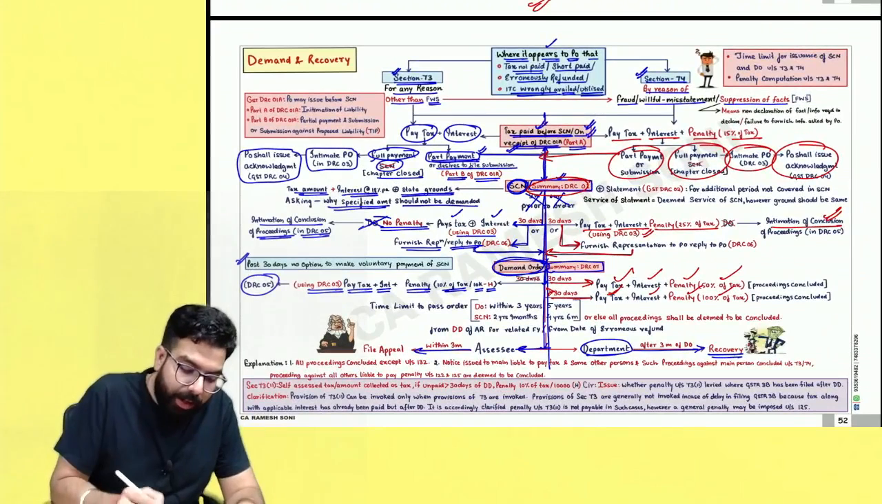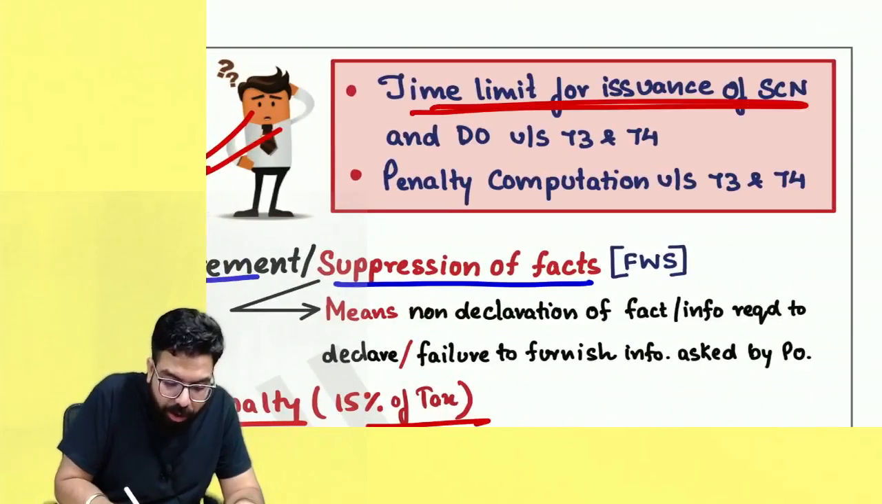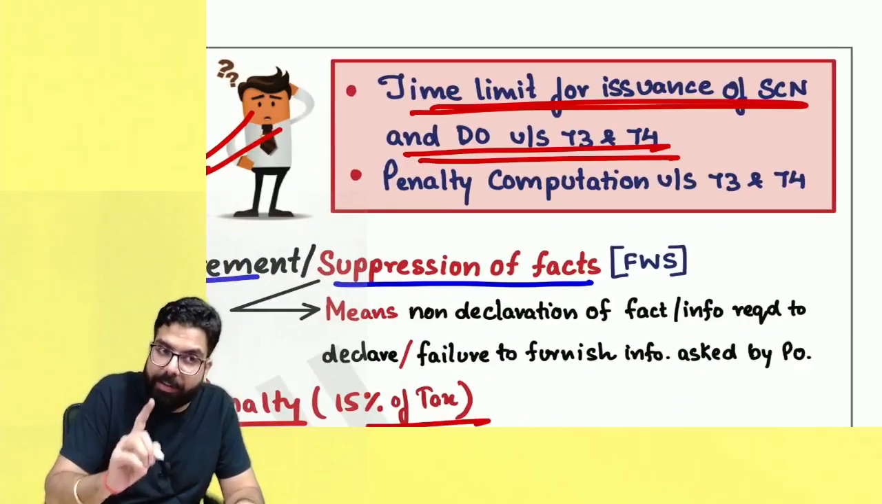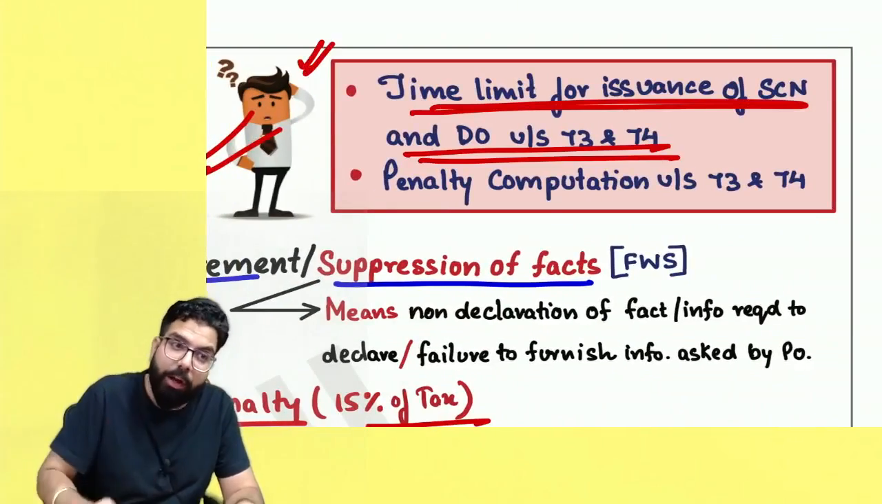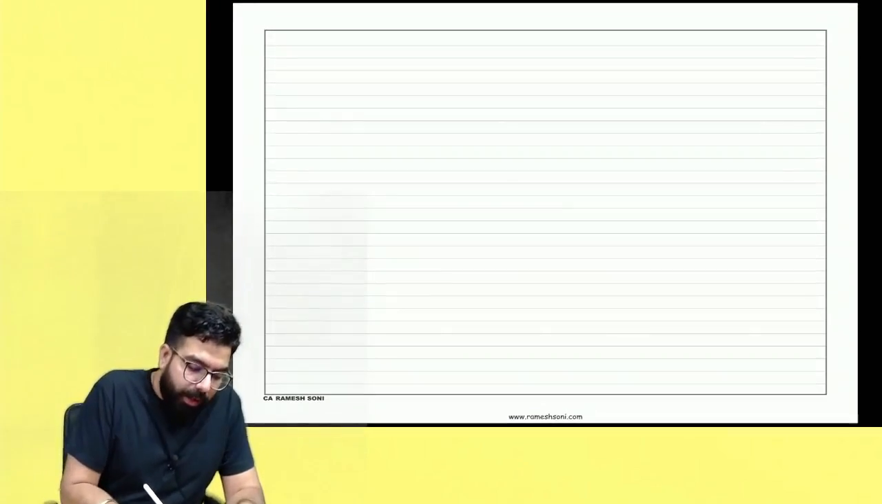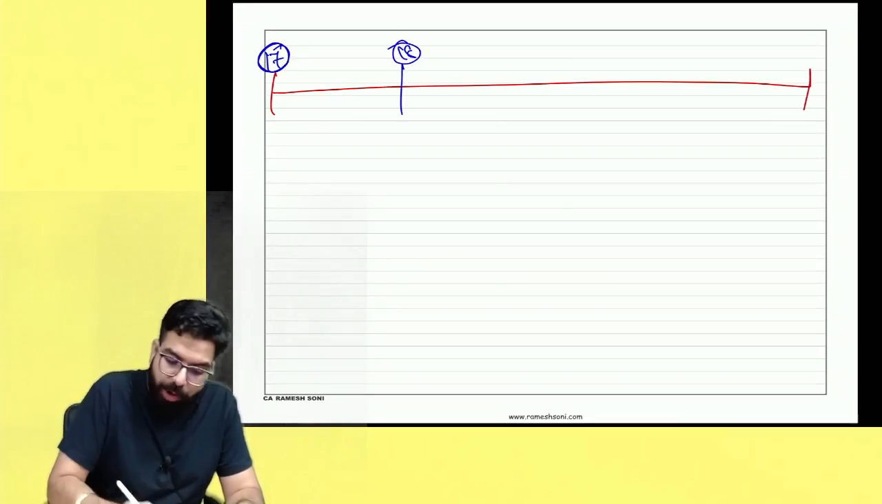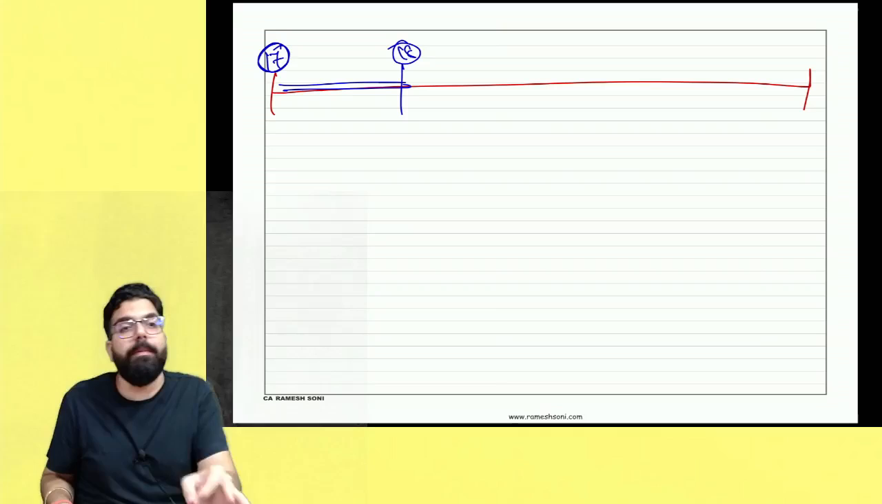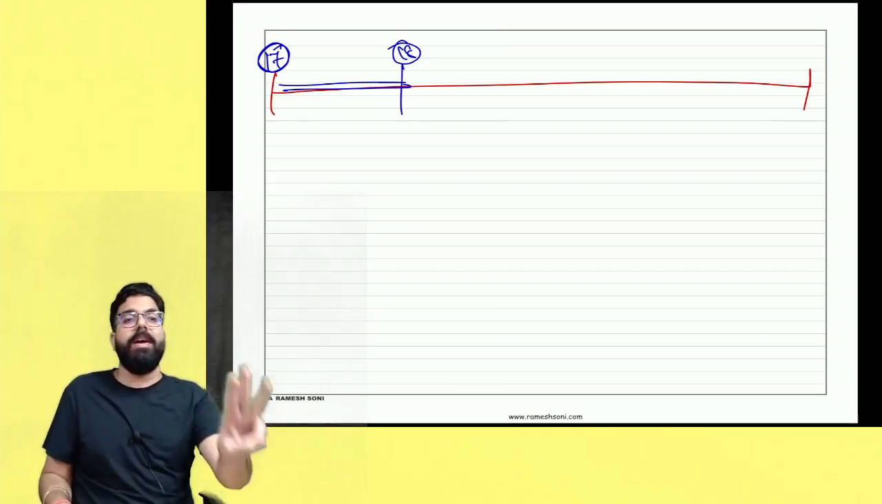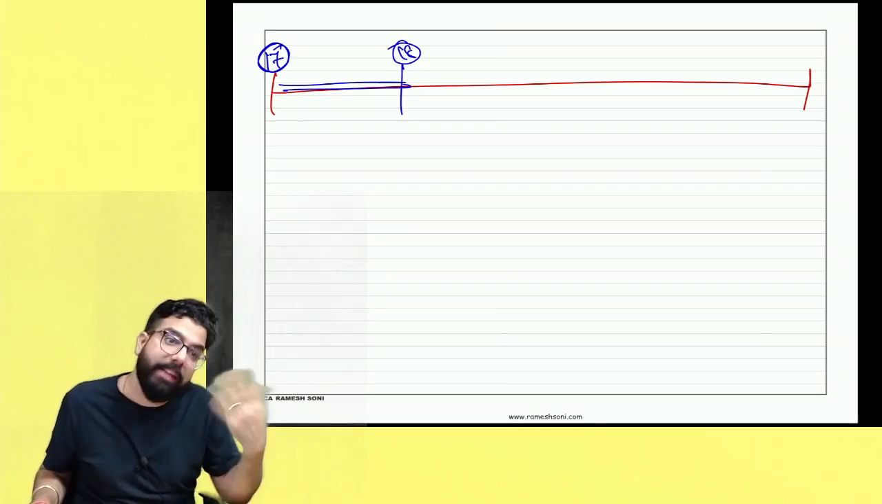Remember one thing, sir, under section 73 and section 74, the time limit for issuance of the demand order is something which they focus on in the exam. So you have to remember, sir, if it is a section 73 case, for example, I am talking about 2017-18, the time limit to raise the demand order will always be 3 years from the due date of the annual return. Sir, if the due date is extended, then the extended due date.